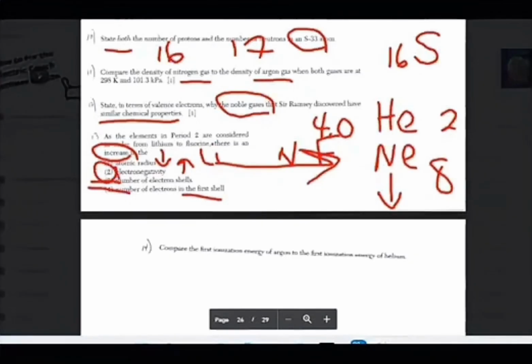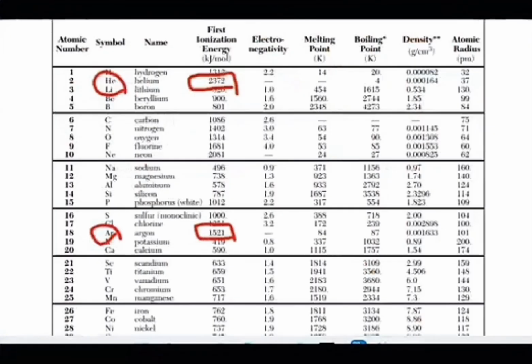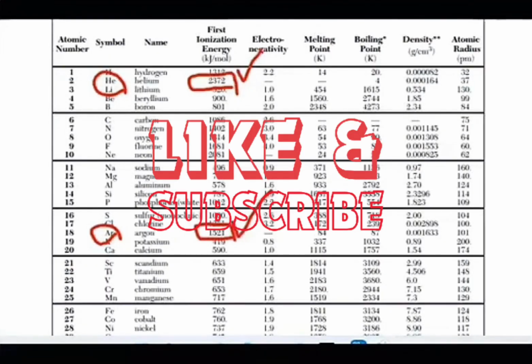And then finally, for 14, it says compare the first ionization energy of argon to helium. You have to go to reference table S for this, and let's do that now. All right, I got them marked up on reference table S. Helium has a higher first ionization energy than argon. That's really all you have to say.